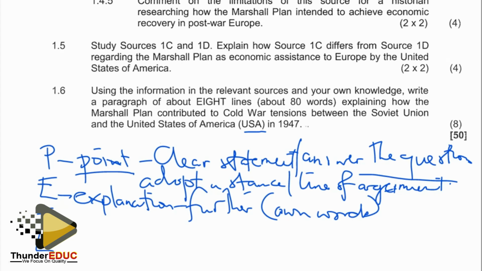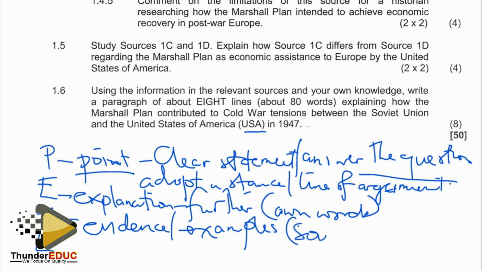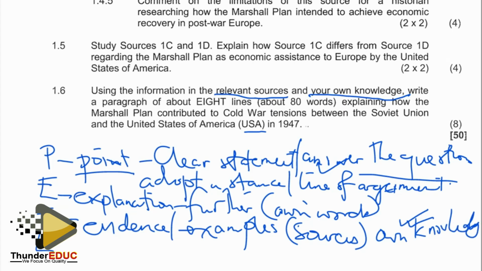Then after explaining in your own words, you now give the evidence, or these are examples. This is where you use the sources when you are giving examples. And also you use your own knowledge, because the question says using relevant sources and your own knowledge. You also give evidence or cite examples here using your own knowledge, because you have learned these concepts in class. You must know something about the origins of the Cold War. It's not something new that you have just started to see from the source. You have learned about it and you know what happened with the Cold War. So you need to also apply your own knowledge.